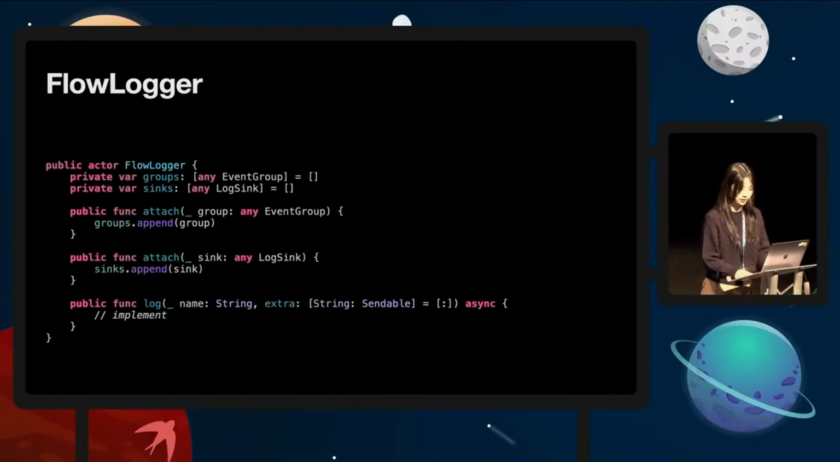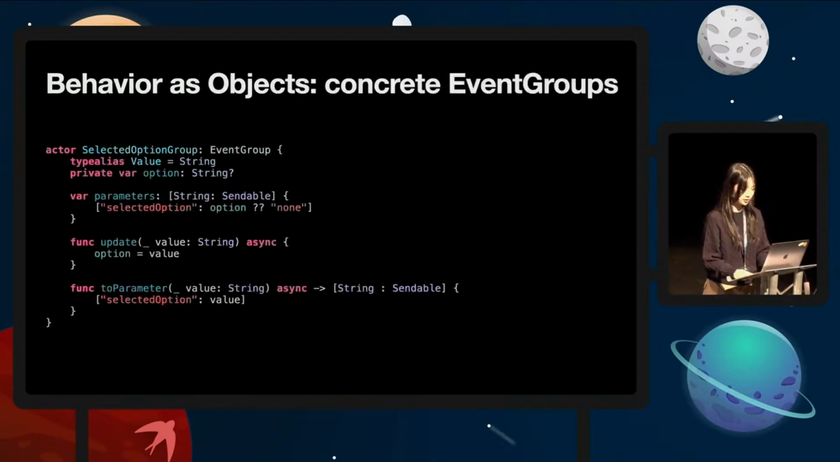Now the flow logger is where everything connects. It's an actor, which means it guarantees isolation, perfect for concurrent updates from multiple async flows. It keeps a list of event groups, a global context like device or app information, and a list of sinks. Also, as I mentioned at the first, the specific implementation can be changed, depending on your system, and it keeps these fields. And when you call log, it gathers all context from attached event groups, merges everything, and fans out to all sinks.